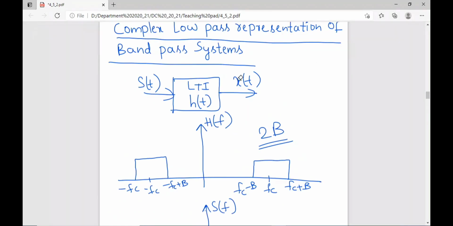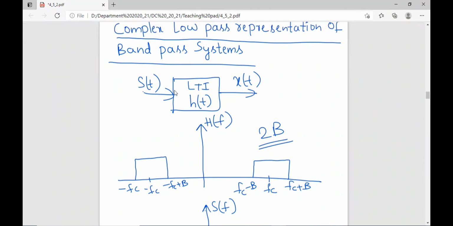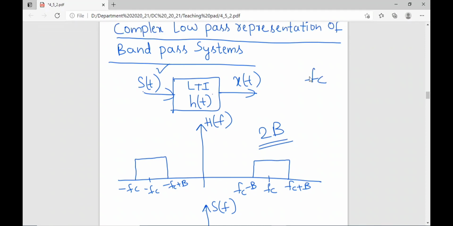So my derivation is still not over. I will derive it, but before deriving, let me explain once again. S of T is an input to the bandpass system. S of T is also a bandpass signal, and this H of T system is also a bandpass system. Since it is a bandpass system, I'll have the FC component, the carrier frequency component. I don't want that carrier frequency component, so in order to eliminate that, I need to get S tilde of T. This is what this total topic represents.